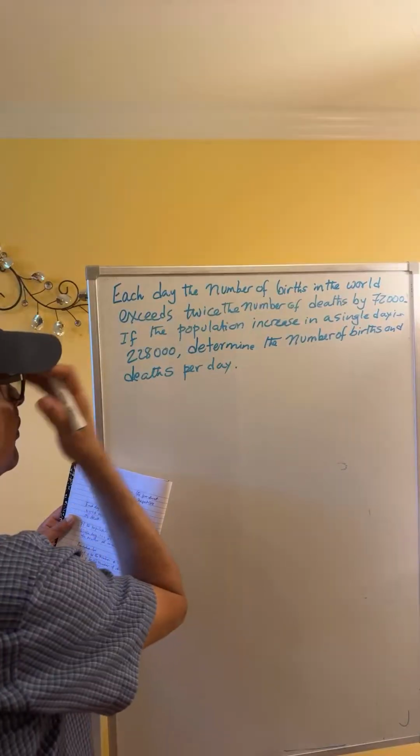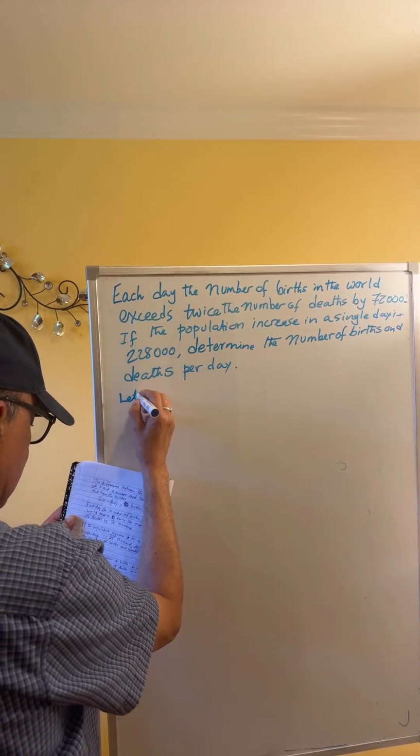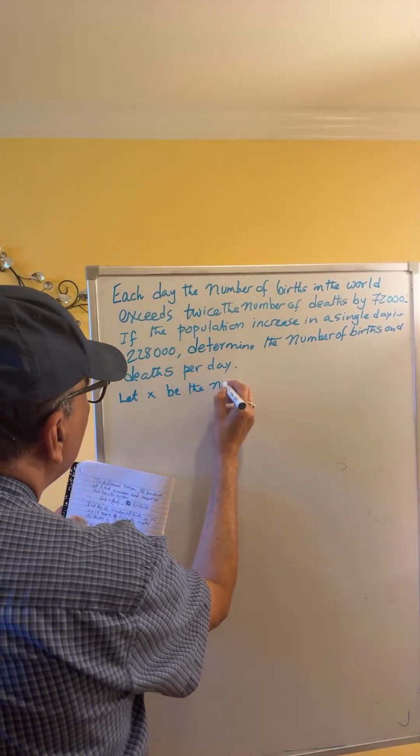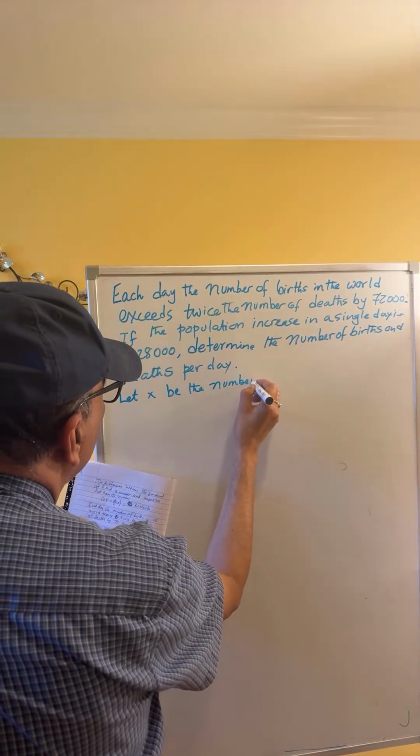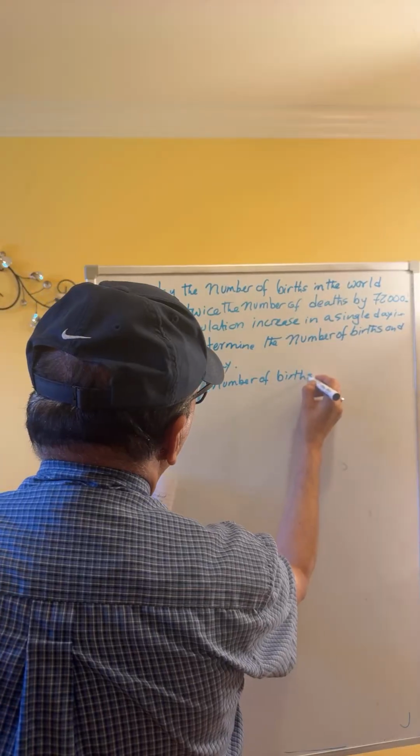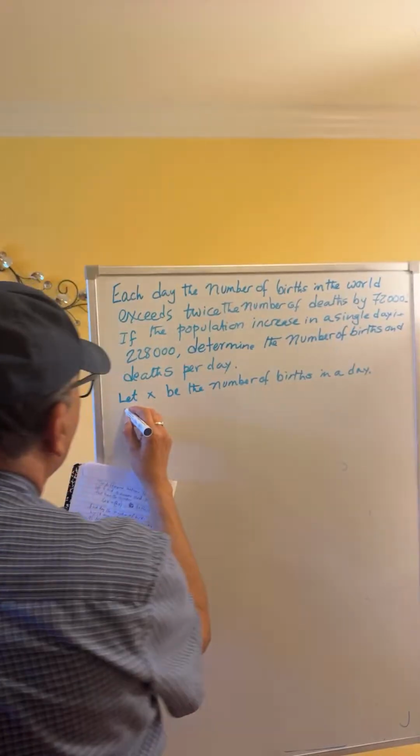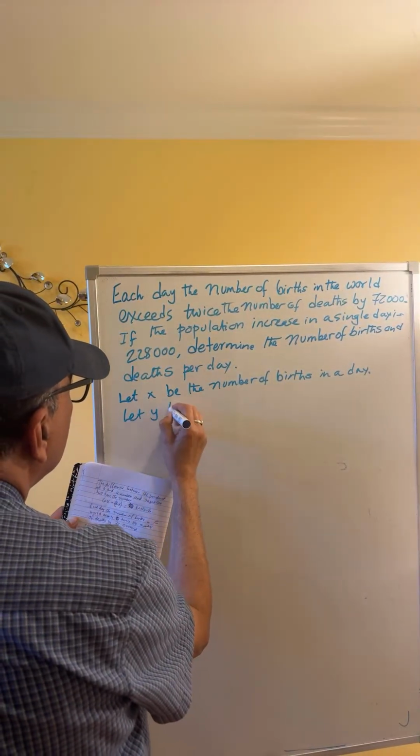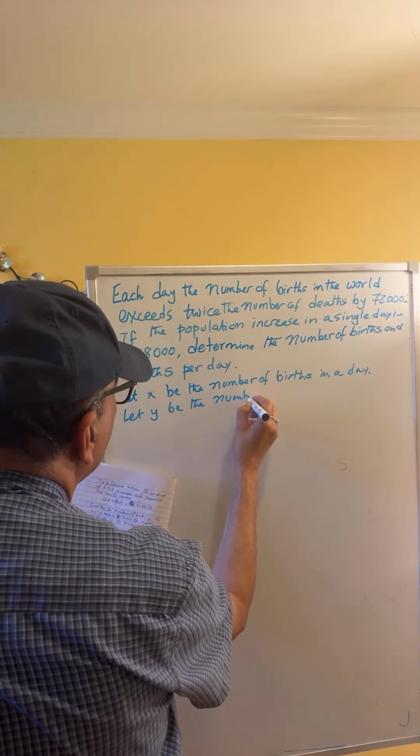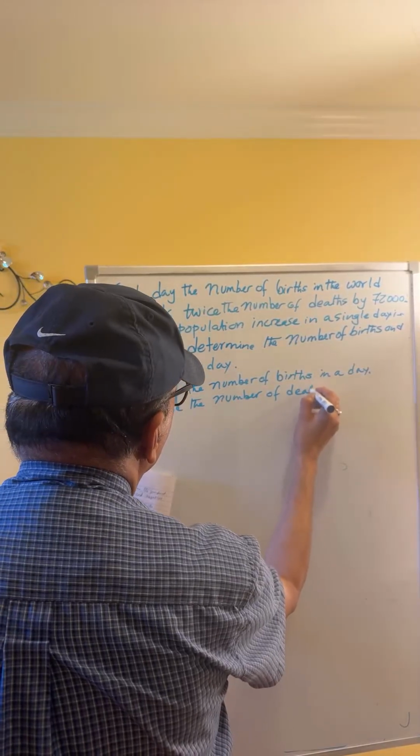So the number of births and the number of deaths in a day are unknown. Let X be the number of births in a day. And let Y be the number of deaths in a day.